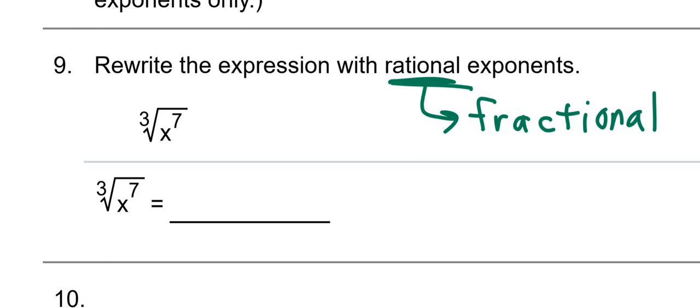Is this wrong? So, what's the root on this? The 7. Are we taking a 7th root, or are we taking a cube root? Cube roots. So we actually need to reverse those, because the 7 is the power. The power's on the top, and the root's on the bottom.